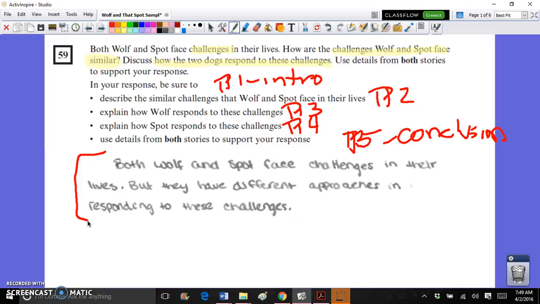"Both Wolf and Spot face challenges in their lives, but they have different approaches in responding to these challenges." So here there's no real specific answer, but again, the student has restated and given a general answer to the prompt. They have different approaches. All right, that's the general answer to the question.